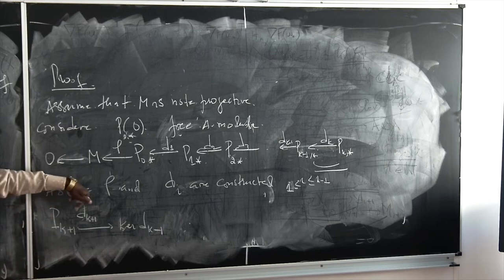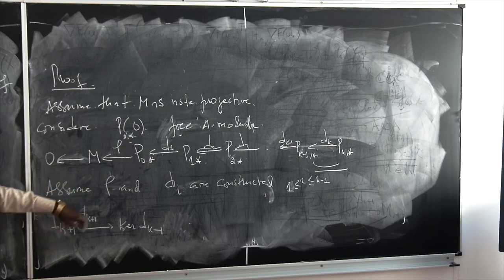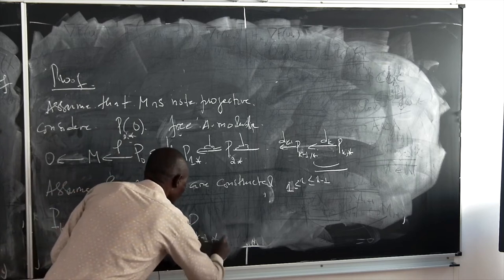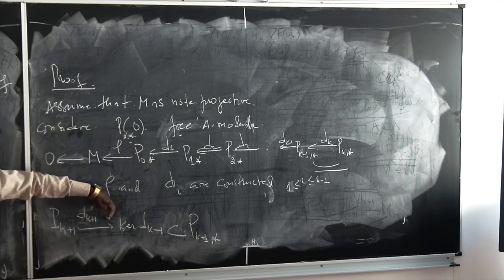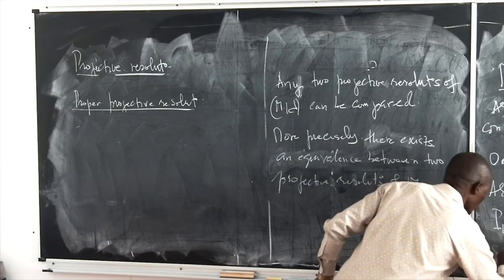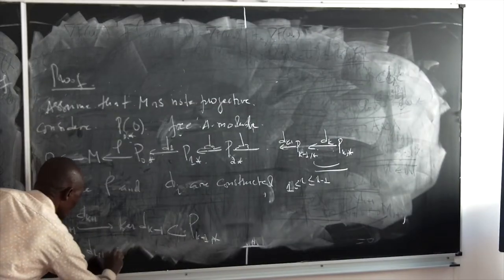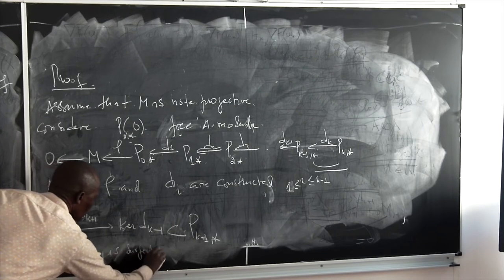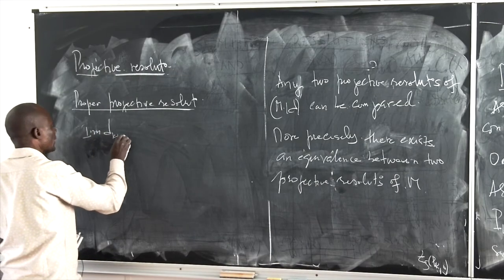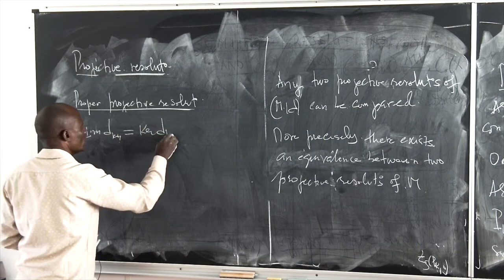Okay. So I define my unknown map dk plus 1 from Pk plus 1 to this submodule. This is a submodule of Pk minus 1 star. Okay. I define my map here, a linear map, so that this map dk plus 1 is surjective. Means that im of dk plus 1 is equal to the kernel of this.